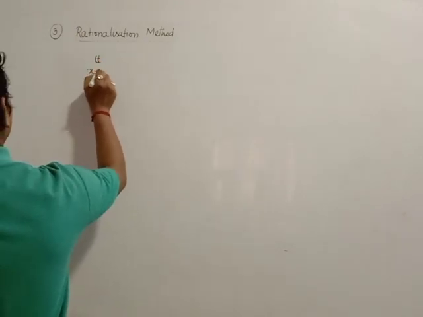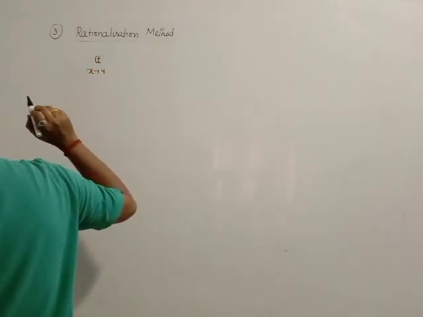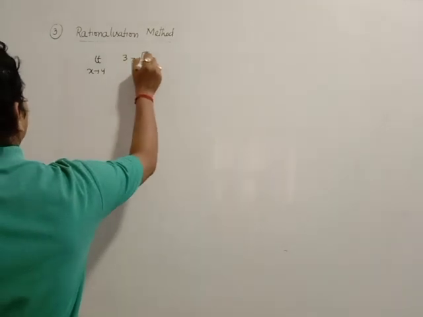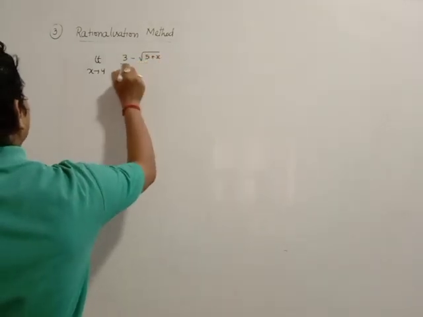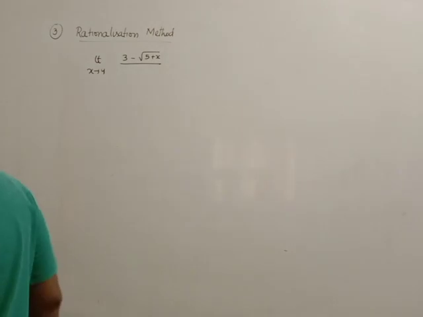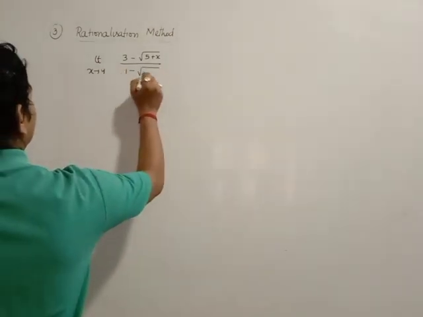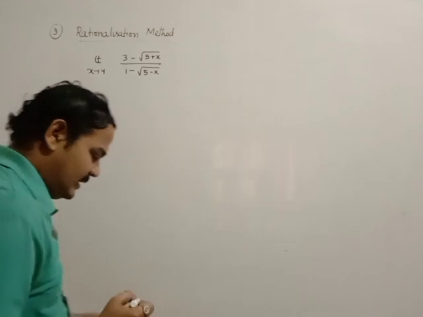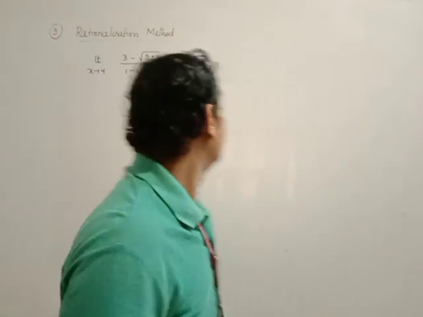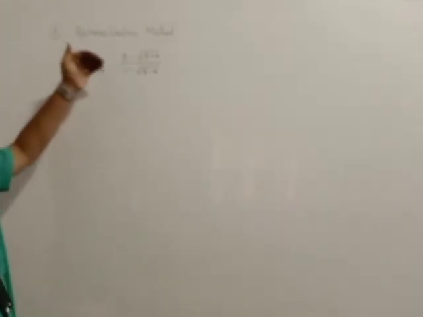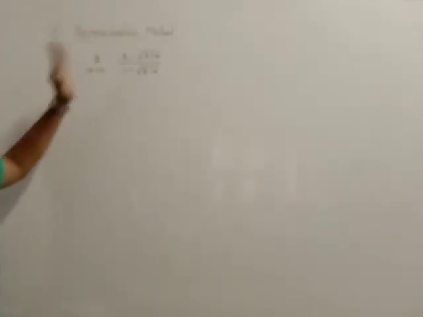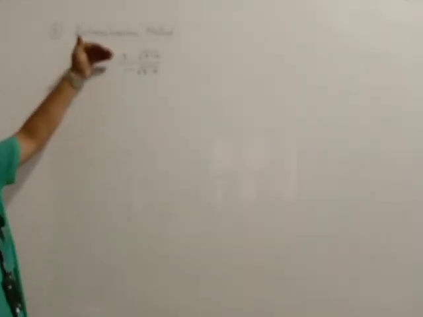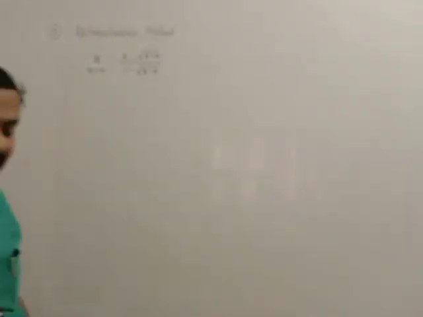Limit x tends to 4, (3 − √(5 + x)) by (1 − √(5 − x)). Here, just observe the question. The square root is in the numerator as well as in the denominator.